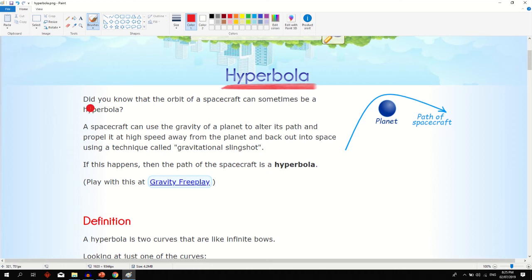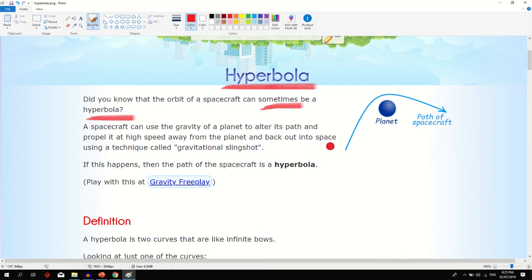So there's a question here. Did you know that the orbit of a spacecraft can sometimes be a hyperbola? But always remember, it's only sometimes. A spacecraft can use the gravity of a planet to alter its path and propel it at high speed away from the planet and back out into space using a technique called gravitational slingshot.